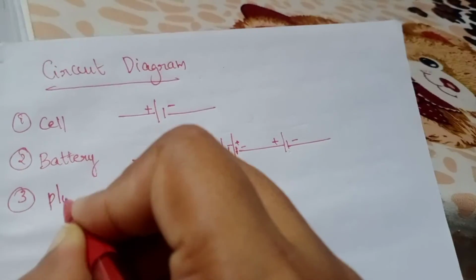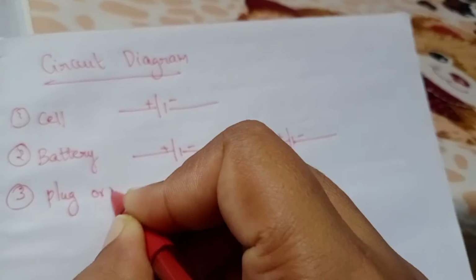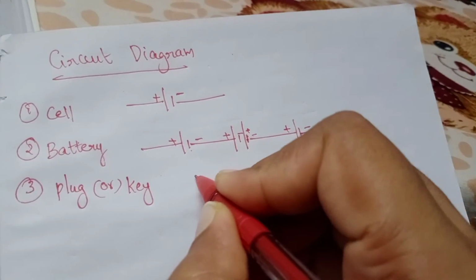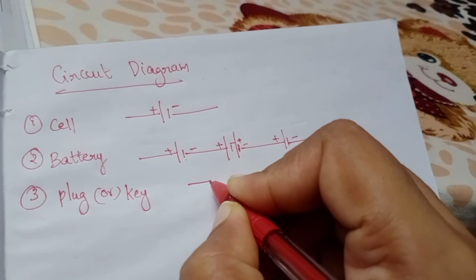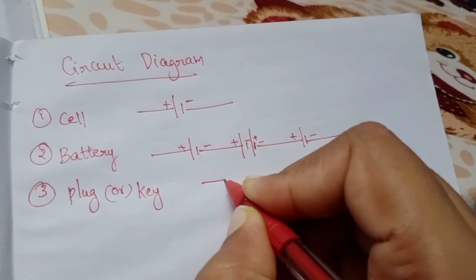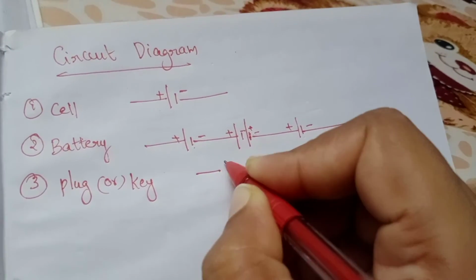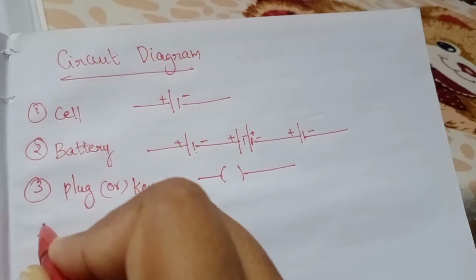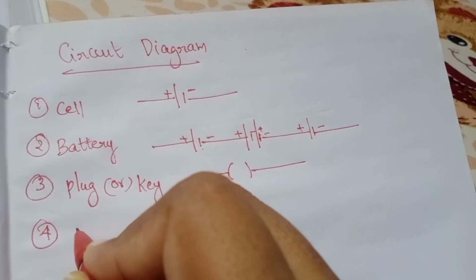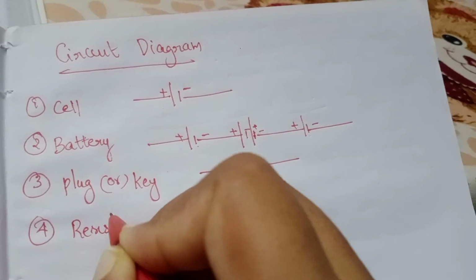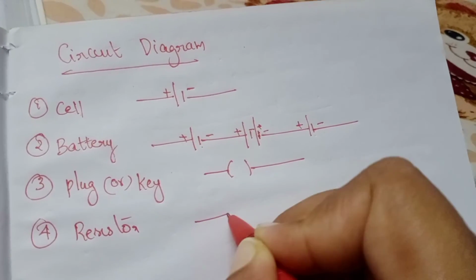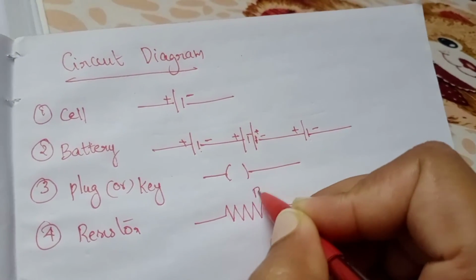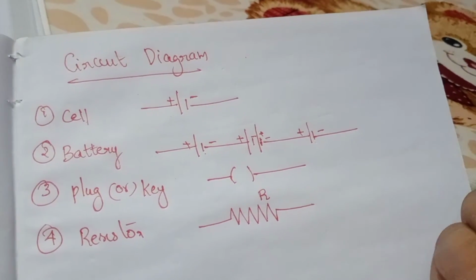Now another one is a plug, or we also call it a key. We will use a simple plug key symbol like this. The next one is a resistor. How to draw a resistor? The symbol of a resistor, we have to draw like this. This is the symbol of a resistor and we mark it as capital R.